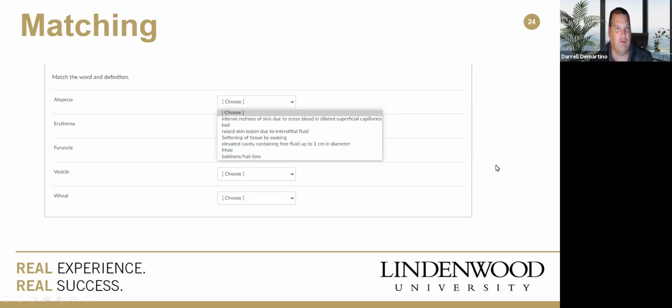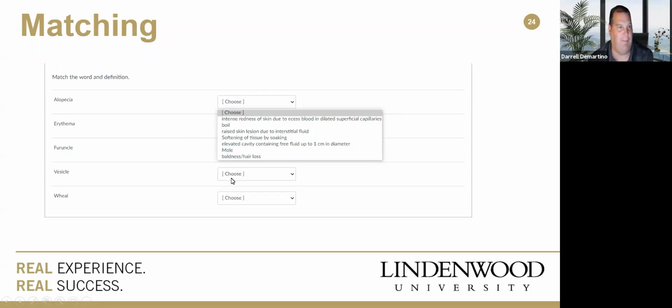But when you look at my drop-down list, there are 7 choices here. In alopecia, you would pick the baldness and hair loss. But realize that there are some other options on here that are no longer relevant to any of these 5 choices. They are definitions of some other things. So a 5-to-5 match is a lot easier, and I tend to do the more difficult 5 words, 7 choices. Again, it's not overly complex.